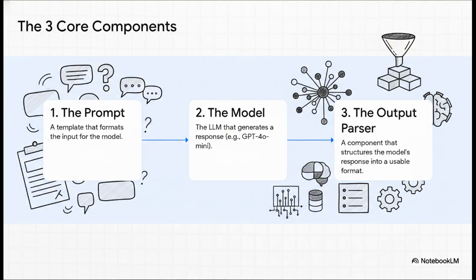So any basic chain really just has three main players. First up, you've got the prompt. Think of this as the director, telling the model exactly how to frame its response. Then of course you have the model, the star of the show, like a GPT-4o Mini or Cohere's Command R that does the heavy lifting. And finally, the output parser. This is like the editor, taking the raw text from the model and tidying it up into a neat, usable format.